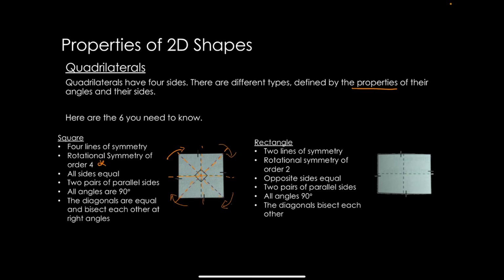It has 2 pairs of parallel sides, meaning that these 2 are equidistant and parallel, and these 2 are equidistant and parallel. There are 4 90-degree angles: 1, 2, 3, 4. And the diagonals are equal and bisect each other at right angles, meaning that in the middle it would create a right angle.